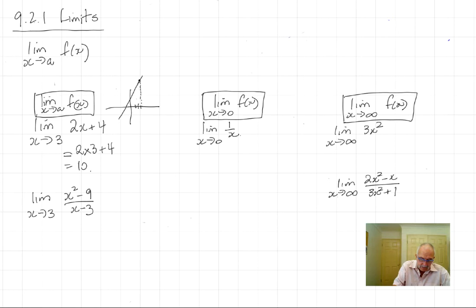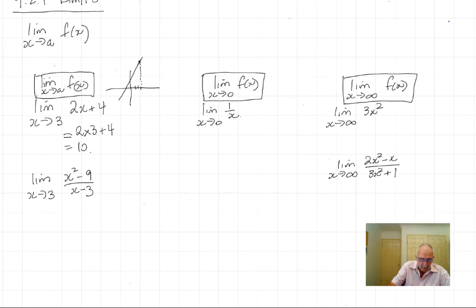Now, as x gets either side of 3, it's going to be very, very close to 10. You can actually put values like 2.999 and 3.001 on your calculator, and you'll find that the values are very, very close to 10 when you substitute it in. So that's a straightforward one. If you can substitute the value in and not have any problems, well, that's all good. You just substitute in and find the limit.